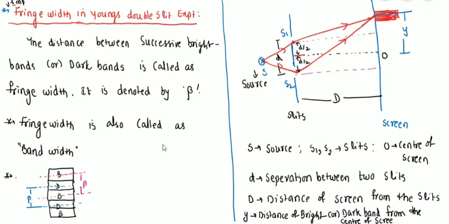d is the separation between the two slits. This is totally d, and this half is d by 2 and this is also d by 2. What I am going to derive is the fringe width formula. The fringe width is the distance between two successive bright bands or two successive dark bands. For that, we have to find the path difference between the two light waves, and write the condition for the bright band. I want to find the distance of the nth bright band from the center of the screen.